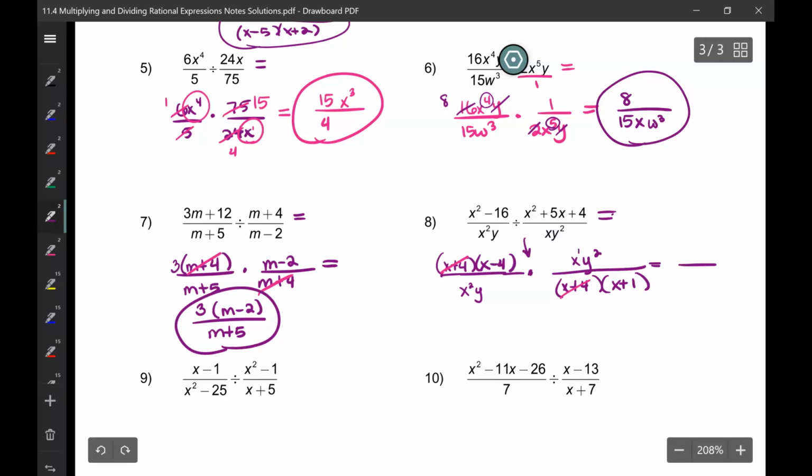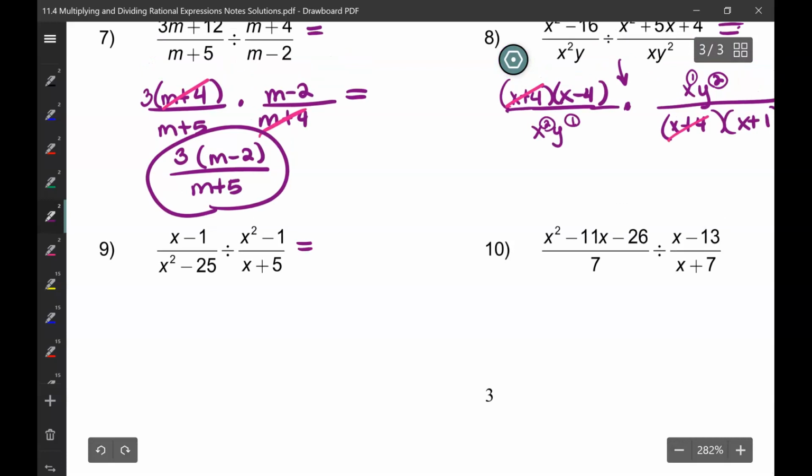Now notice we have x to the 1st and x squared, so that's going to leave us an x in the denominator. We have a y squared and a y to the 1st, so that's going to be a y in the numerator. And then we also have an x minus 4, and we have an x plus 1, so this one looks a little more complicated.